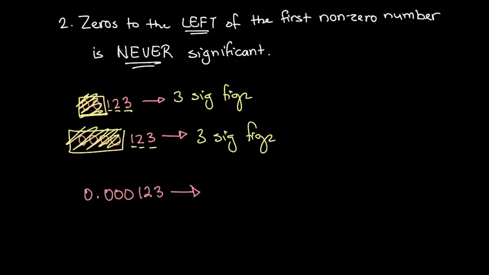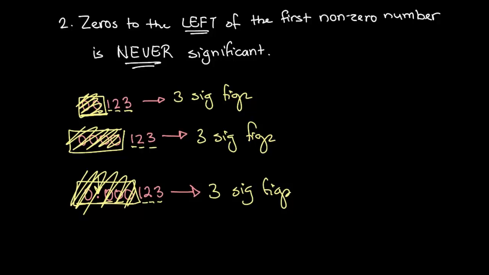And over here, we have all of these zeros. Again, they are not significant even if I have that decimal point. So might as well erase them too. So I still have 3 sig figs. In this case, it doesn't matter if the decimal point's present. If it's to the left of the first non-zero number, it is non-significant.